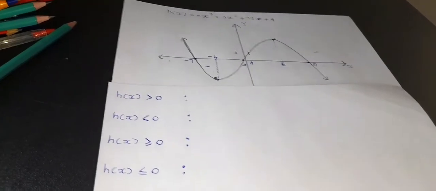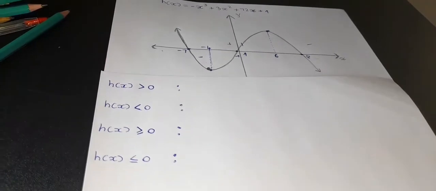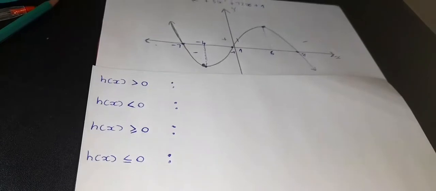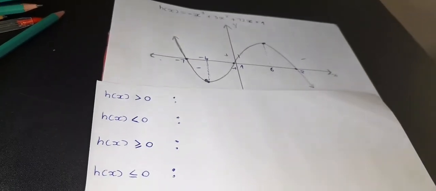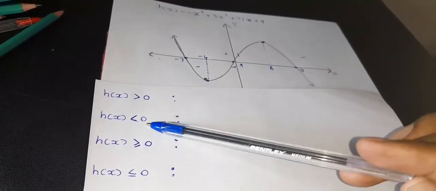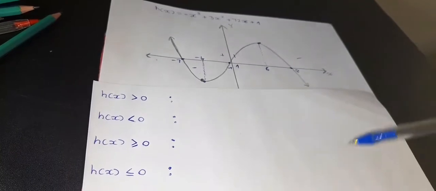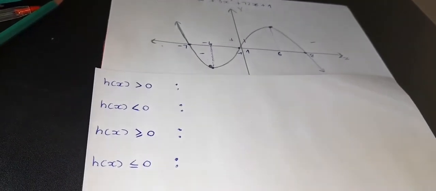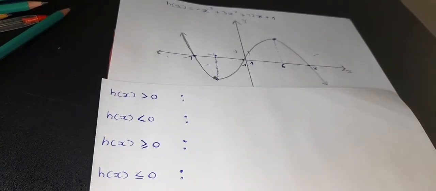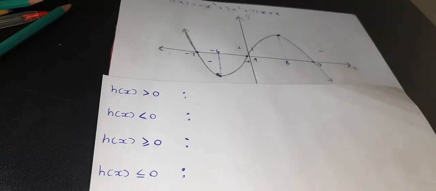These are also types of questions that you will find when doing cubic functions. They might ask you which values of x does h of x greater than 0, h of x is less than 0, or any of these two here. So to answer the first question, when is h of x greater than 0? This simply means when is h of x positive?